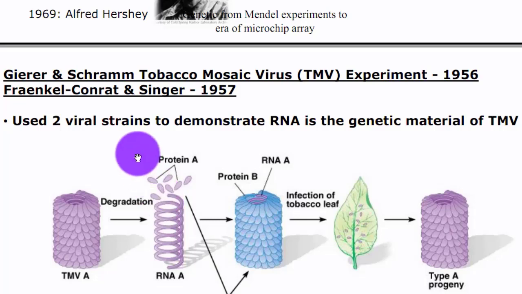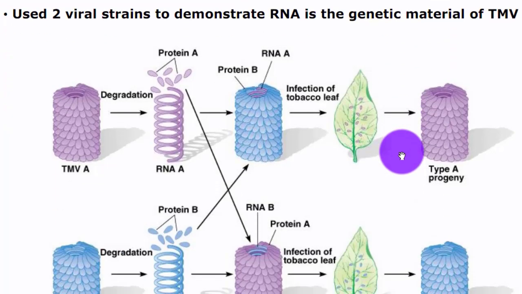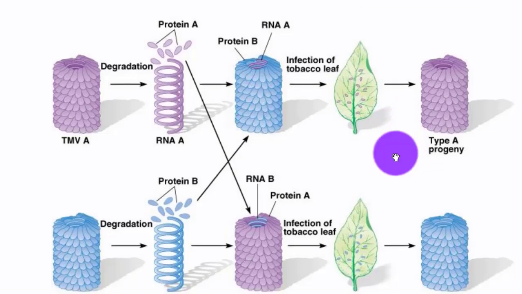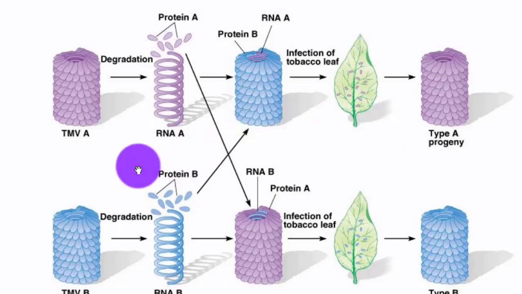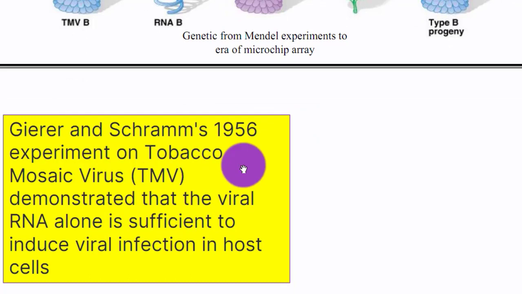Here, the tobacco mosaic virus experiment in 1956. The viral strain was used to demonstrate that RNA is the genetic material of tobacco mosaic virus. RNA is also a genetic material in some viruses, and this was the experiment of Gierer and Schramm in 1956.